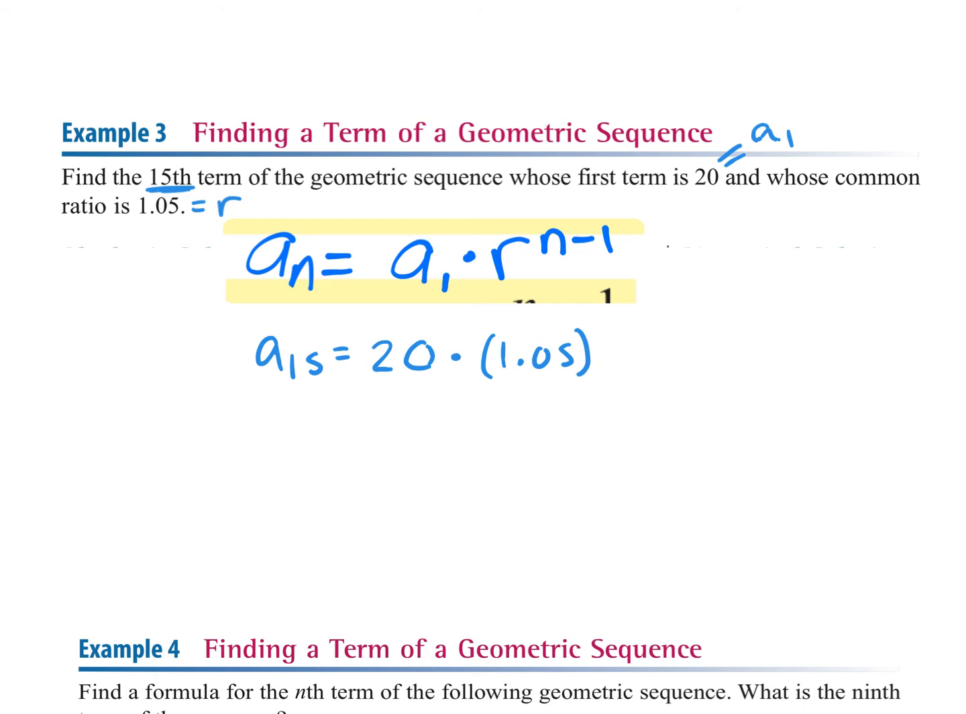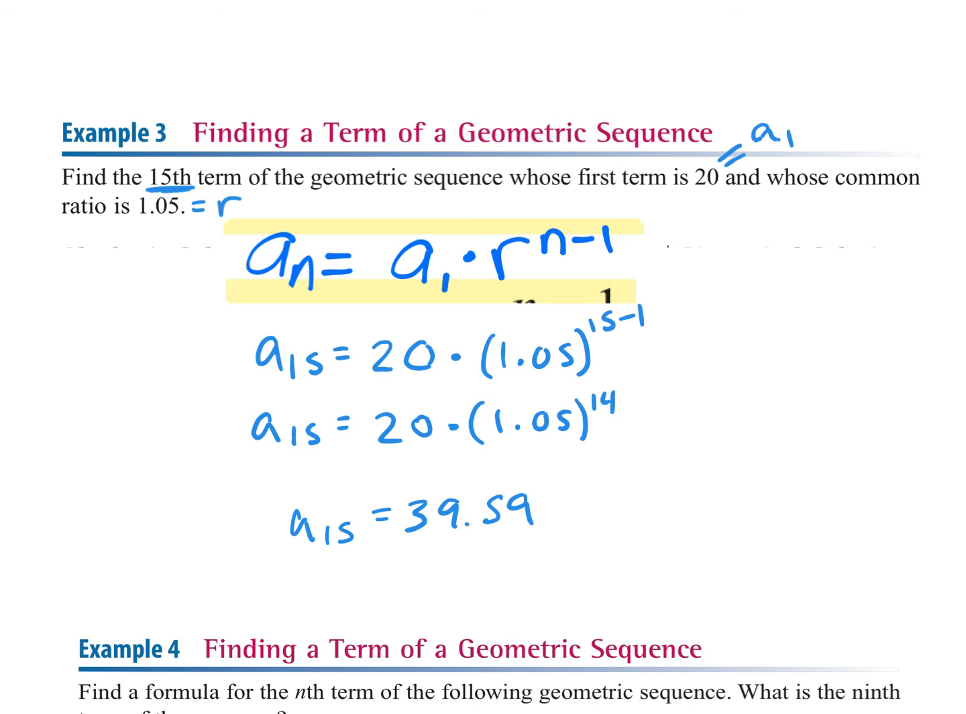What would our n be? 15. So 15 minus 1. So we have a sub 15 is equal to 20 times 1.05 to the 14th power. And then we can just put this into our calculator. So a sub 15 is 39.59. Is that what you got? Well, it's 0.598, so I just said okay. Yeah, same thing. 0.598.